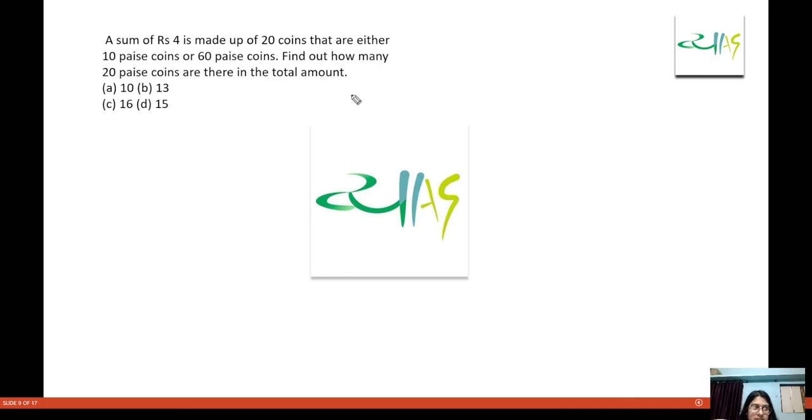Guys, now look at this question. A sum of 4 rupees is made up of 20 coins that are either 10 paise coins or 60 paise coins. Find out how many 20 paise coins there are in the total amount. See what it is saying. A sum of rupees 4 is made by 20 coins that are either 10 paise coin or 60 paise coin. Okay, so there are 20 coins.